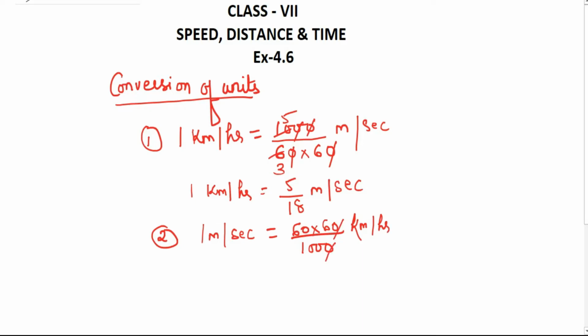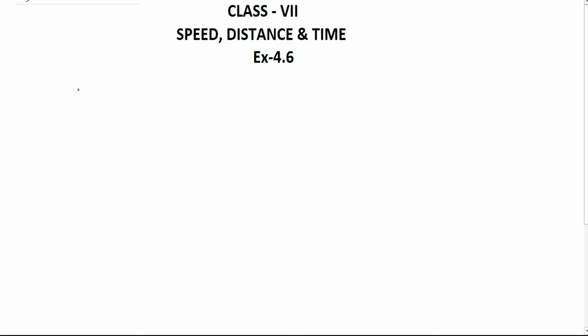Again 0 0 0 0 cancel. Now 2 3s are 6, 2 5s are 10. So that means, the reciprocal of that, 1 meter per second has 18 upon 5 kilometer per hour. This is going to make it very easy to solve the rest of the exercise questions. Now let's start with question number 1.